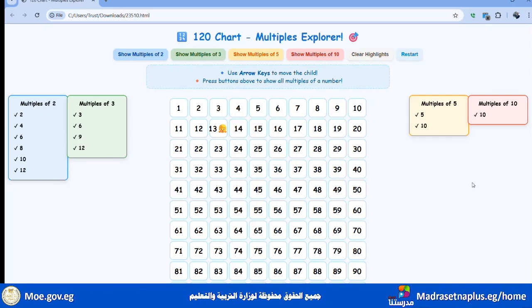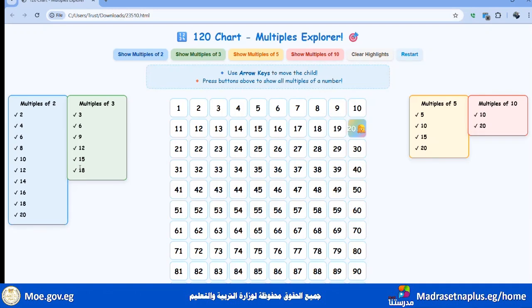13, not a multiple of any one of them. 14, even number. It's a multiple of 2. 15. 15 is a multiple of 3 and a multiple of 5. You will see 15 appears in multiples of 3 and multiples of 5. 16, multiple of 2. 17, not a multiple of any one of them. 18, a multiple of 2 and a multiple of 3 too. So 18 is a multiple of 2 and a multiple of 3 at the same time. 19, not.